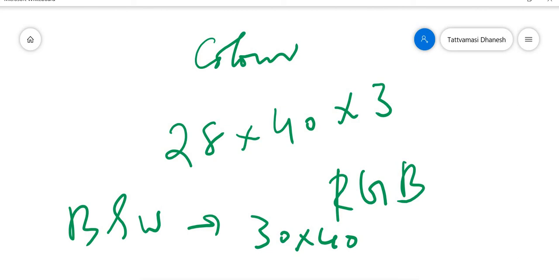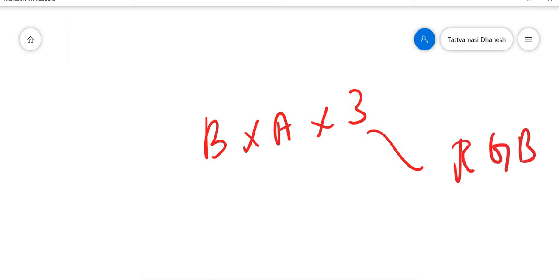Generally we can represent an image like this. It can be written as B into A into 3. This 3 just stands for the RGB, and B and A are the number of rows and columns. More precisely, you can imagine those as three two-dimensional matrices stacked over each other, each having pixel values ranging from 0 to 255.